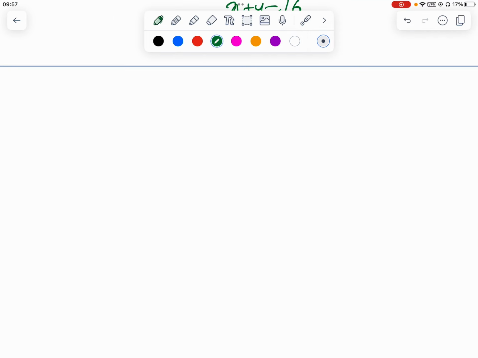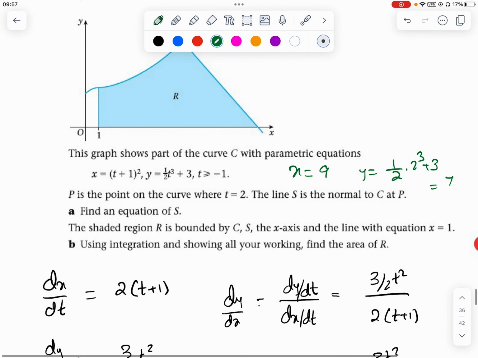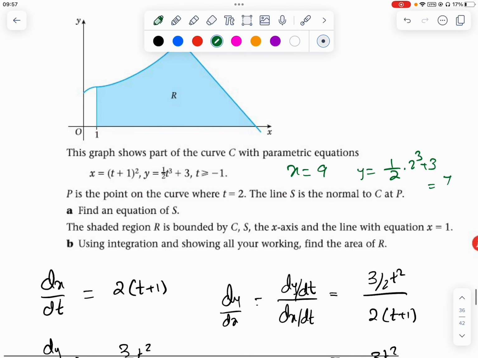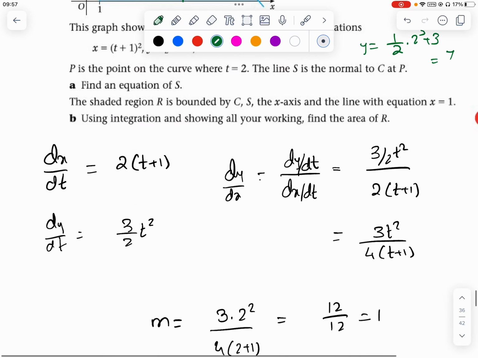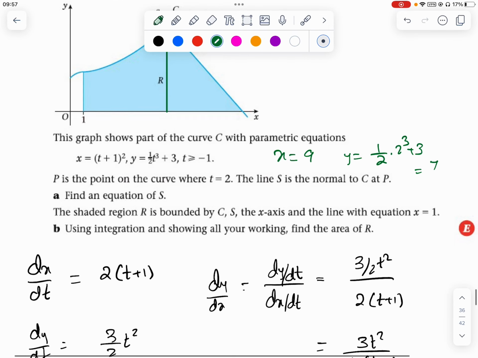Next is asking to use integration to show the area of region R. So what should I be doing? Now I will be drawing a line over here, and this value of x, what was that value of x? X was 9.